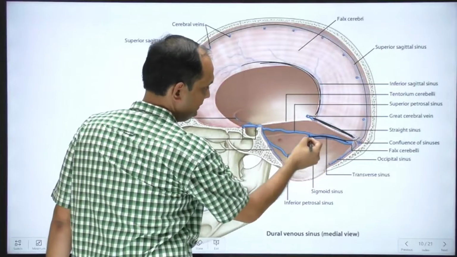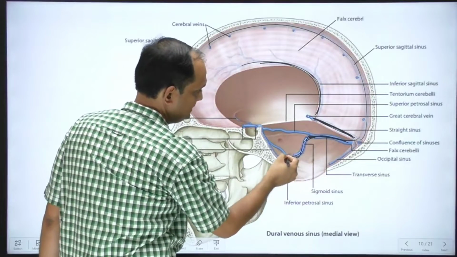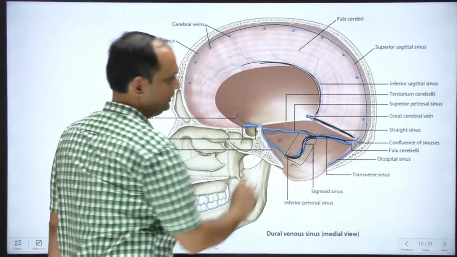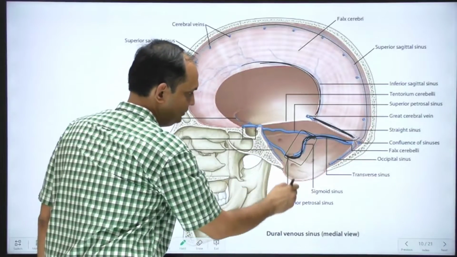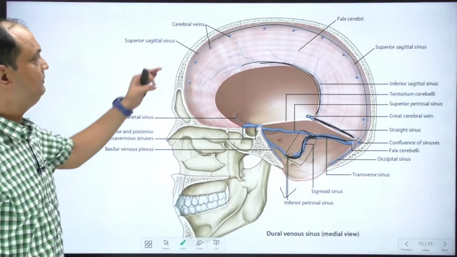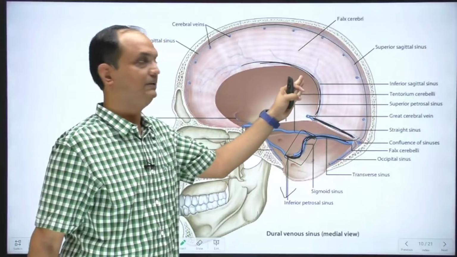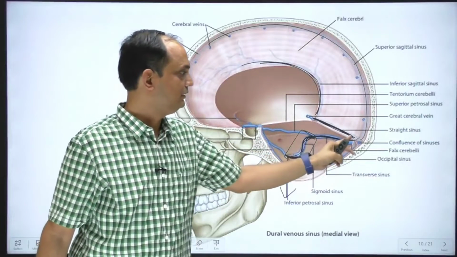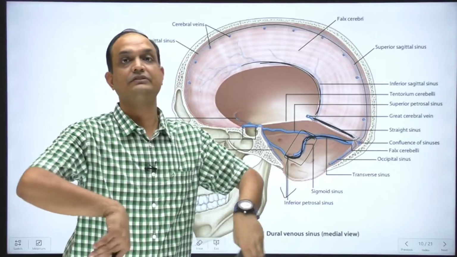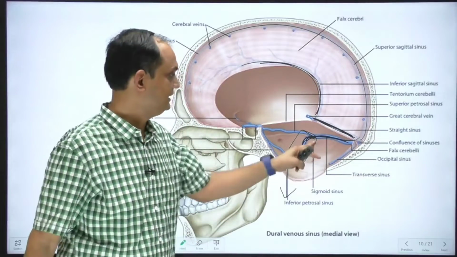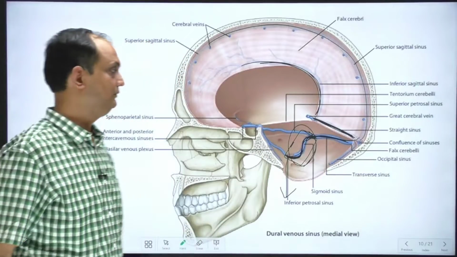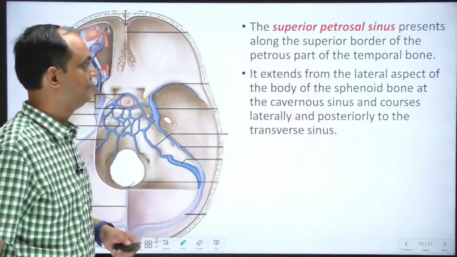This transverse sinus continues as a sigmoid sinus. Sigmoid means the S-shaped sinus. So this part is known as the sigmoid sinus, and then it will come out as the internal jugular vein. So you should keep in mind the superior and inferior sagittal sinuses. You have to keep in mind the straight sinus, the right and left transverse sinuses, and the sigmoid sinus, which are actually present in the lower part, in the infratentorial compartment.